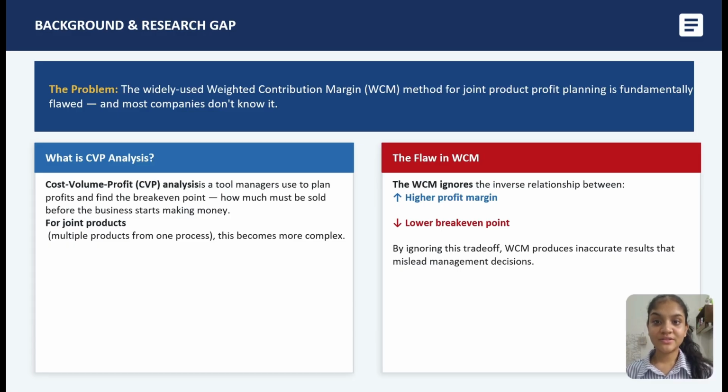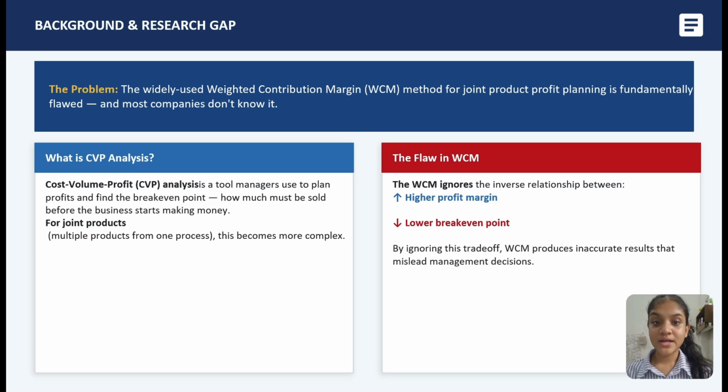First, I will talk about the background and research gap. To understand why this article matters, we first need to appreciate the challenge it addresses. In any business that produces multiple products simultaneously, which we call joint products, managers need to plan profits accurately. They do this using a tool called Cost Volume Profit Analysis, or CVP analysis.